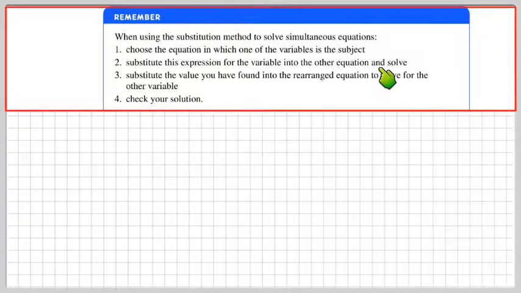Now, you substitute this expression in for the variable into the other equation, and you solve, which is what we were doing. And then when you've got an answer for that particular variable, a numerical answer, you then substitute that answer into one of the equations to solve for the other one. And then you check your solution, like I showed you how to do. Yes? And you're a star.